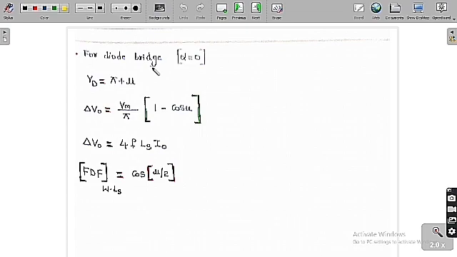Whereas if you want to know the amount of change in the average output voltage, which is Vm by pi into cos alpha minus cos of alpha plus mu, as alpha is equal to 0, we are going to get Vm by pi into 1 minus cos mu. And as I already told you, the amount of change in average output voltage is equal to 4 f Ls I naught.